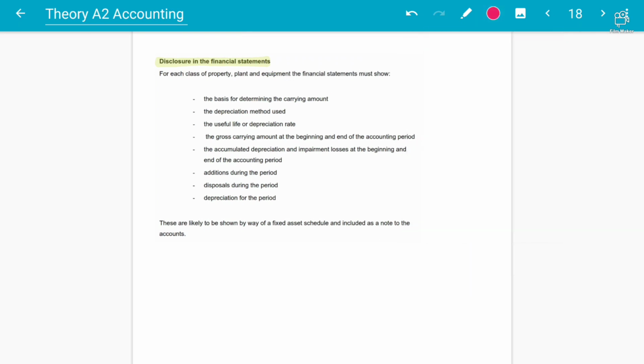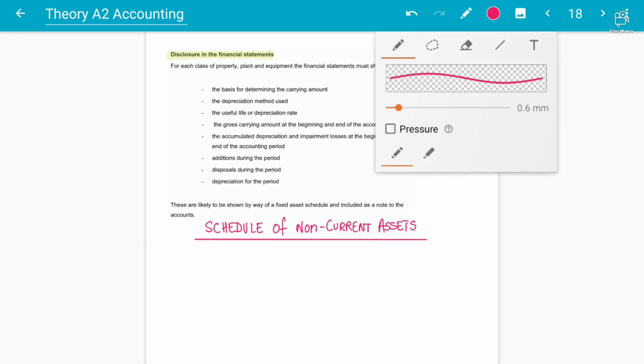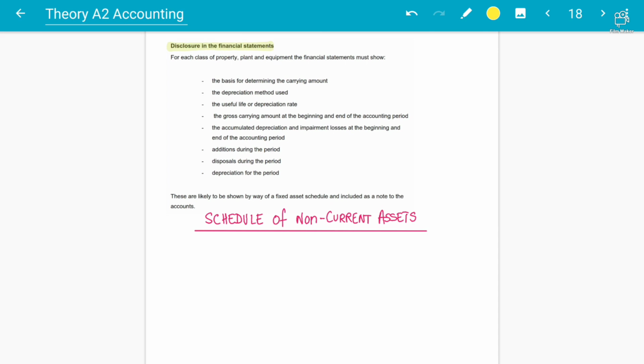The important thing to understand, the main thing in IAS 16, is that I'll be drawing the format for that and we'll be solving questions on that as well. That is basically the schedule of non-current assets, which is what the examiner usually asks students. You have to make the schedule of non-current assets, and you have to make sure how to draw it. All the information that you are going to put in that, you can read, that is what is going to be disclosed in the financial statements.